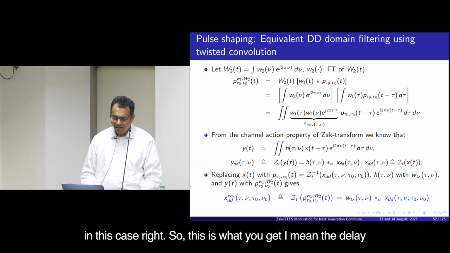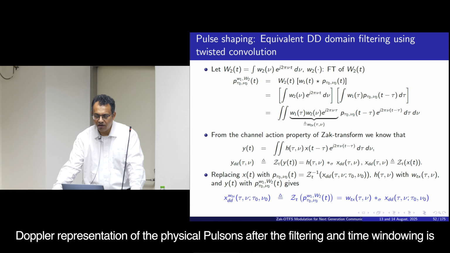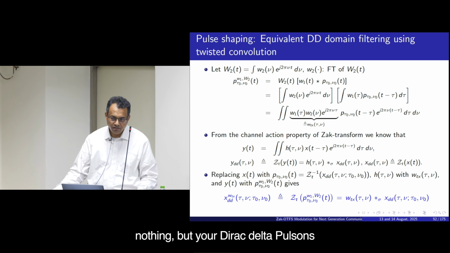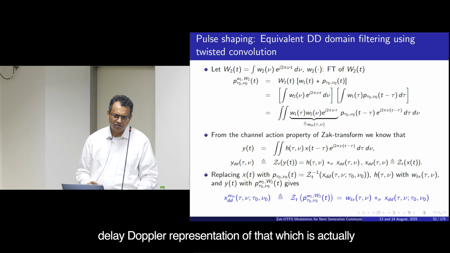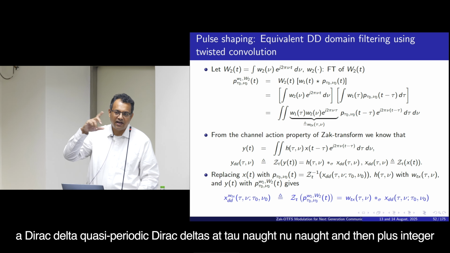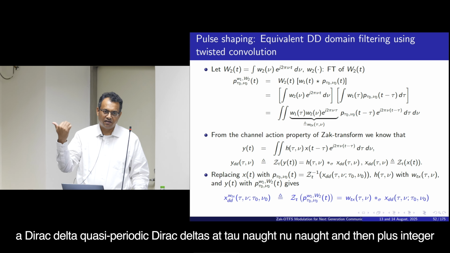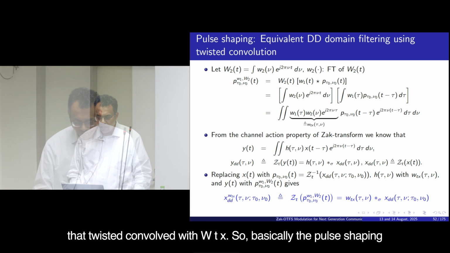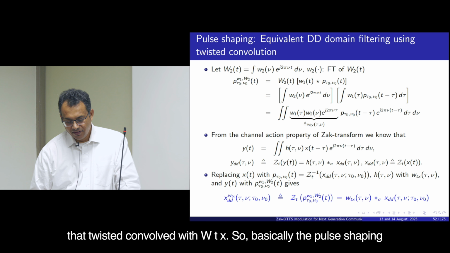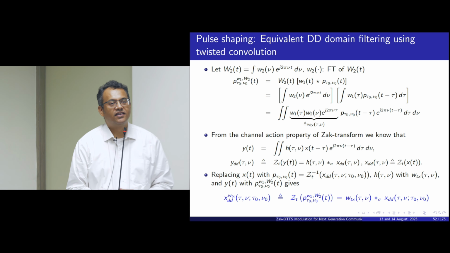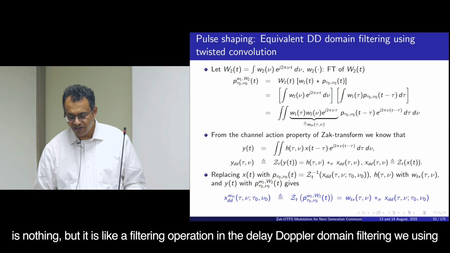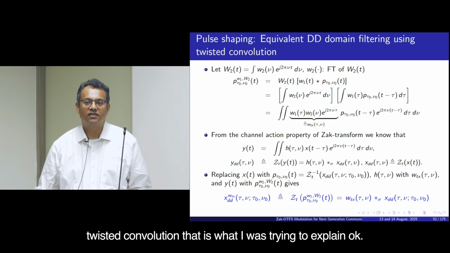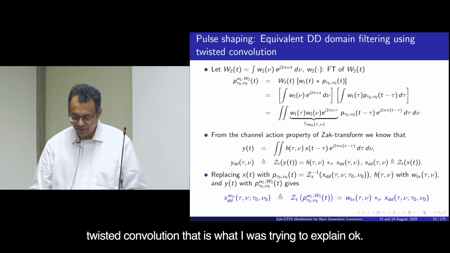I mean the delay Doppler representation of the physical pulson after a filtering and time windowing is nothing but the delay Doppler representation of your Dirac delta pulson, which is actually quasi-periodic Dirac deltas at tau naught, nu naught and then plus integer multiples of tau_p and nu_p, that twisted convolved with W_Tx. So basically the pulse shaping is like a filtering operation in the delay Doppler domain, filtering using twisted convolution. That is what I was trying to explain, okay.